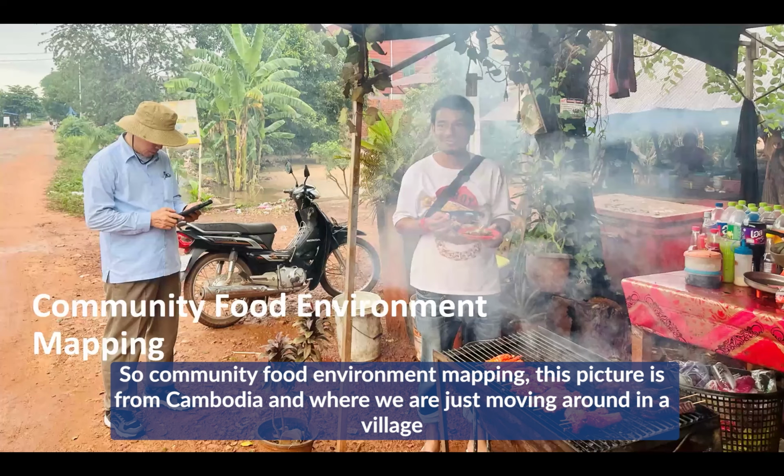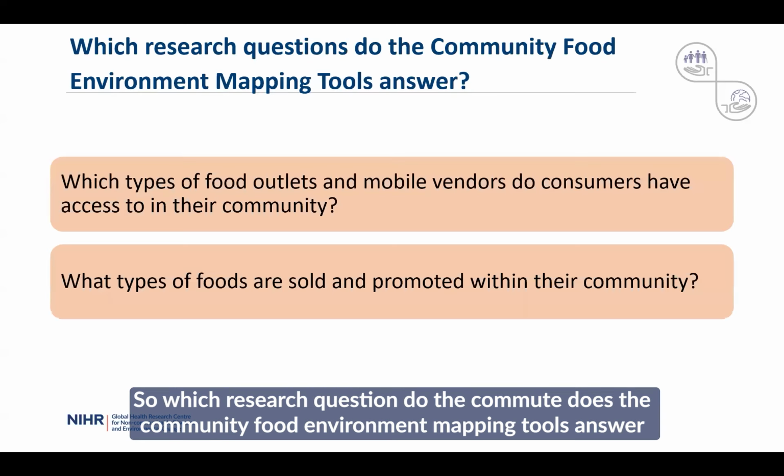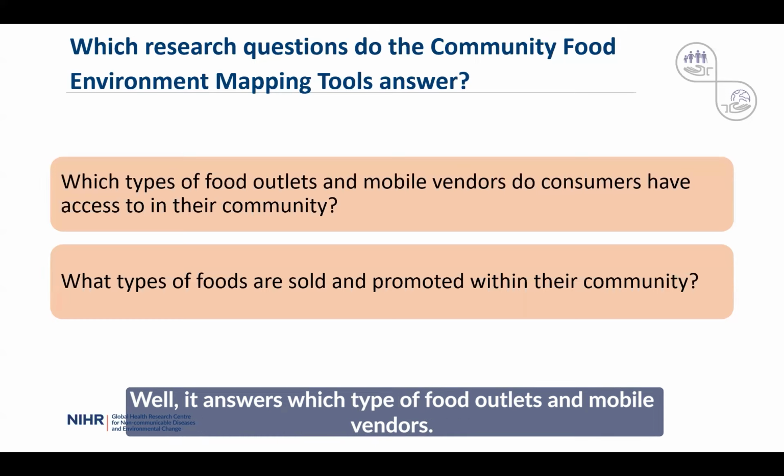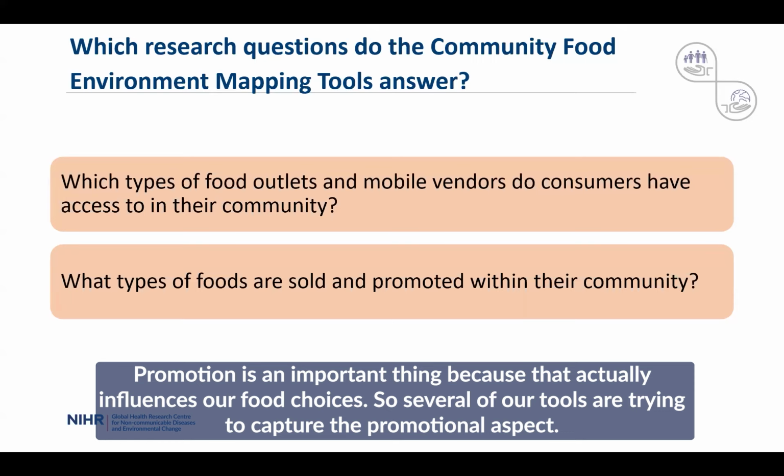So, community food environment mapping: this picture is from Cambodia, where we are just moving around in a village or an urban area wherein we try to map the different food access points that exist. Most of them are informal and formal food access points. So which research question does the community food environment mapping tool answer? Well, it answers which type of food outlets and mobile vendors do consumers have access to, and what types of foods are sold and promoted. Promotion is an important thing because that actually influences our food choices. So several of our tools are trying to capture the promotional aspect.